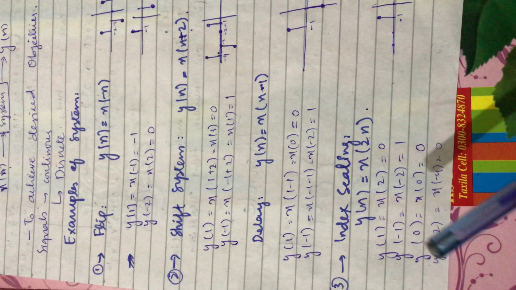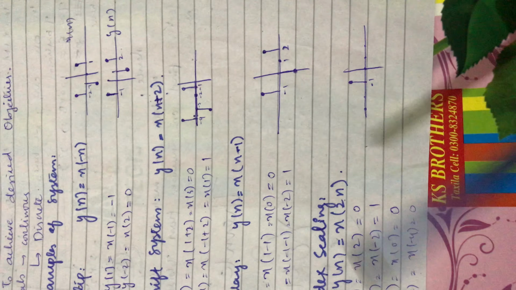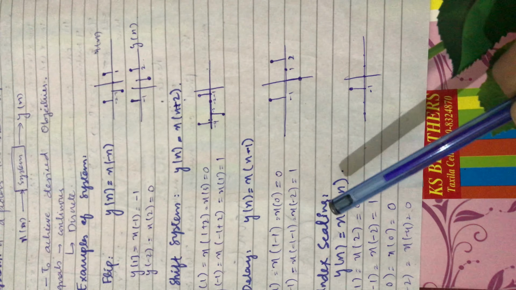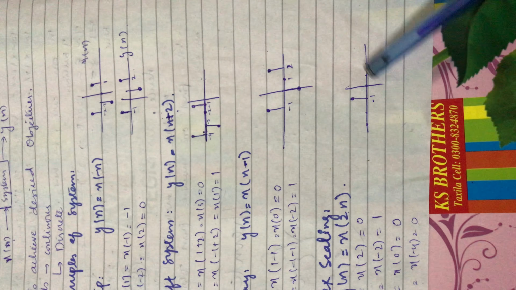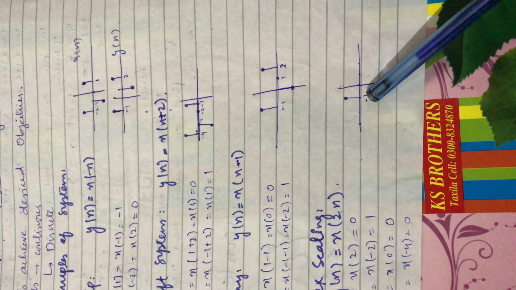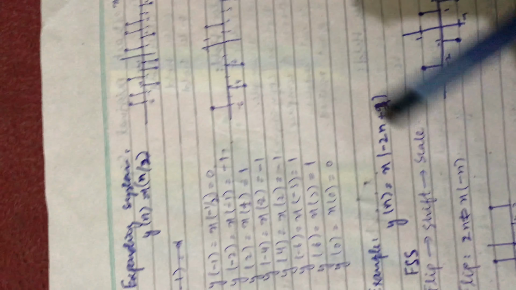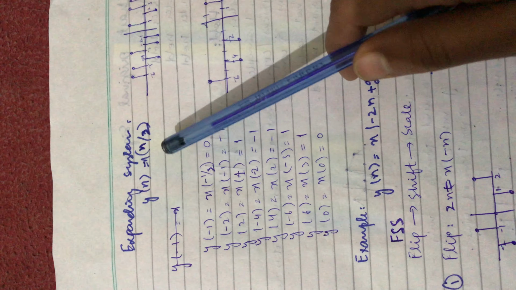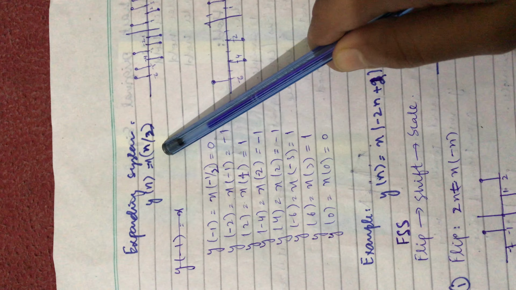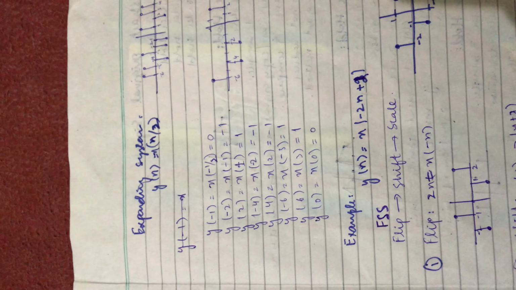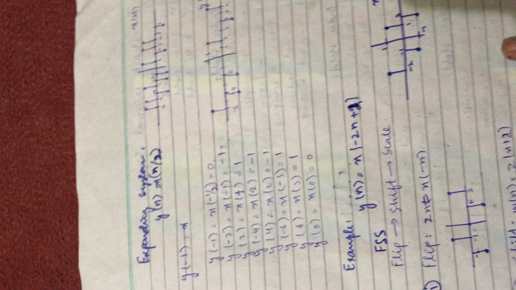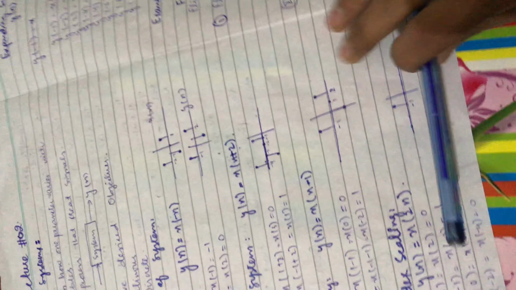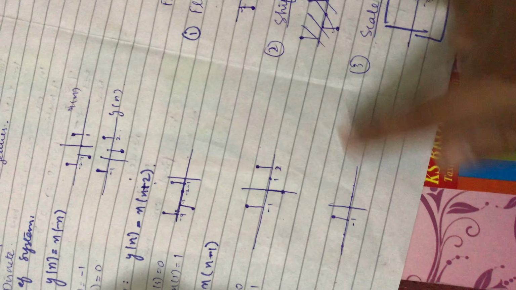In the third, we scale our indexes. If some constant is multiplying, for example here 2 is multiplying with n, then it will compress or squeeze our signal 2 times. The opposite is the case where n is divided by 2, so it will expand our signal 2 times. This is the expanding system, and the previous one was the squeezing or compressing system.